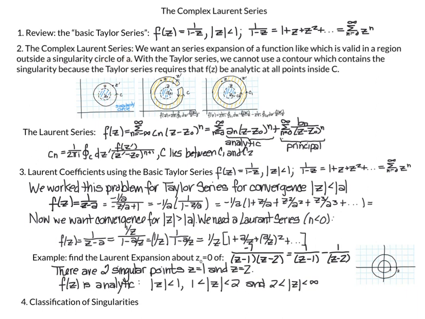So over here, we have this curve C, and we have A, which is a point of singularity. For the Taylor series, we can only expand inside this singularity circle of A. We cannot use the Taylor series here because the Taylor series requires everything on the curve C and inside the curve C to be analytic. But if A is a singularity point, then f of z won't be analytic. And that's where the Complex Laurent series comes in.